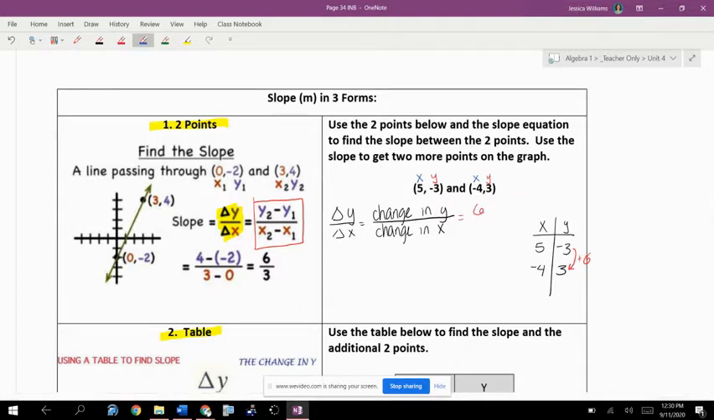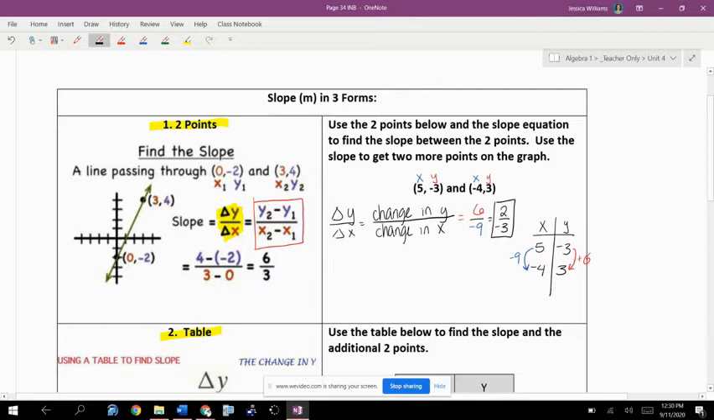Do it again for x's. If I start at 5, this time I'm going to have to count down to get to -4. I'm going to have to count backwards, but it's going to take me -9 to get there. So this slope, change in y over change in x, is 6 over -9. And that's right, and that's great, and that's wonderful, but it simplifies. So I'm going to clean it up, dividing top and bottom by 3 to get 2 over -3. And I'm going to use that as my final answer for my slope.